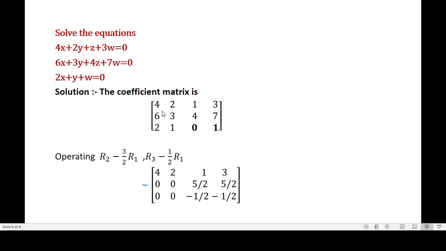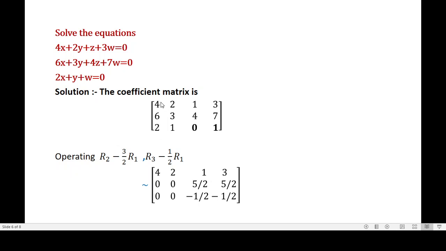Now what is upper triangular form? The elements below the leading diagonal must become 0. So there are three elements, 6, 2 and 1. So we make these three elements 0 using elementary row transformations. Now, to make this 6 zero, since the first element is 4, to get 6 here we multiply the first row by 3 by 2. So 4 into 3 by 2 is equal to 6.